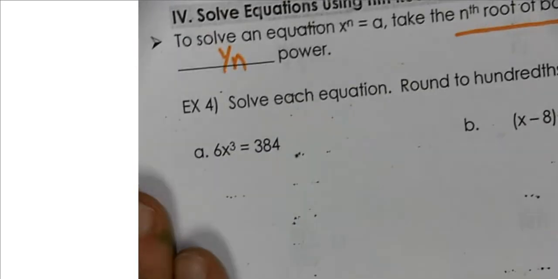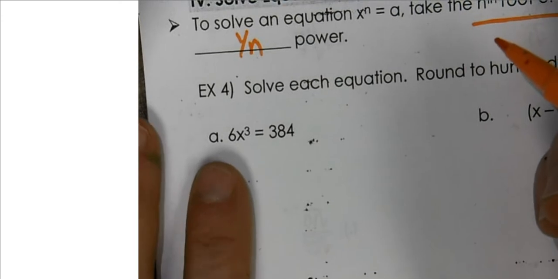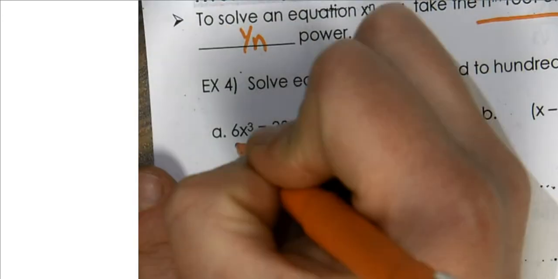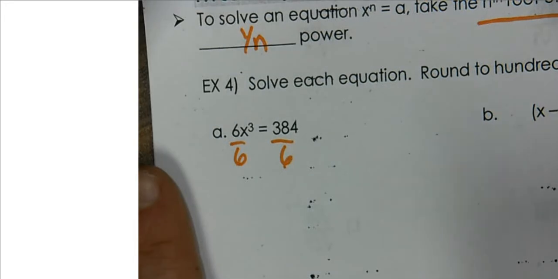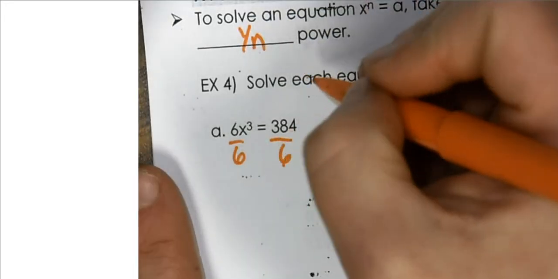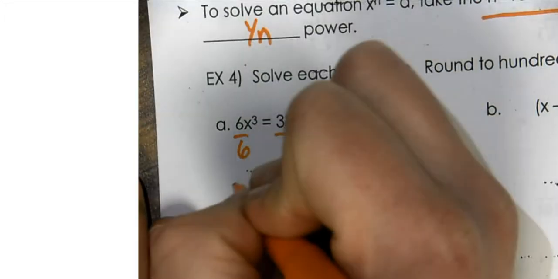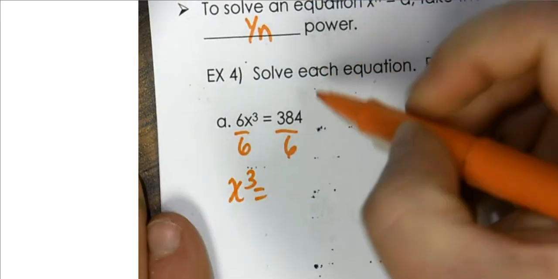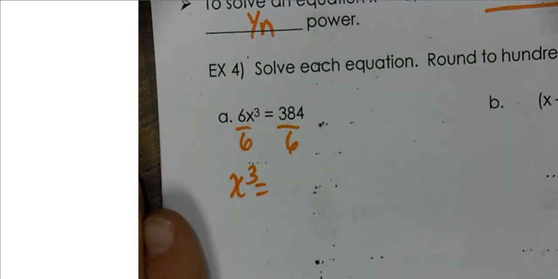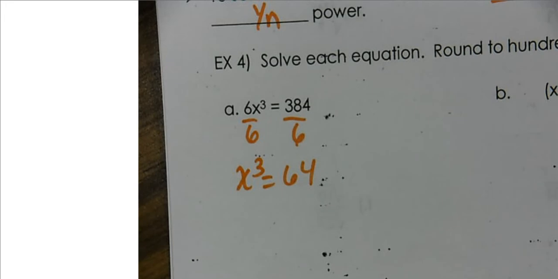If I were to look at letter A and solve this problem, I would start by dividing both sides by 6 so that I could get that x cubed alone. So when I divide 384 divided by 6, I would end up with 64. Now, look at what I'm doing here. You could take the cube root of 64. That's something that we could certainly work with. But what if that number was a different number? What if that number was like a 58 and it's not a perfect cube?